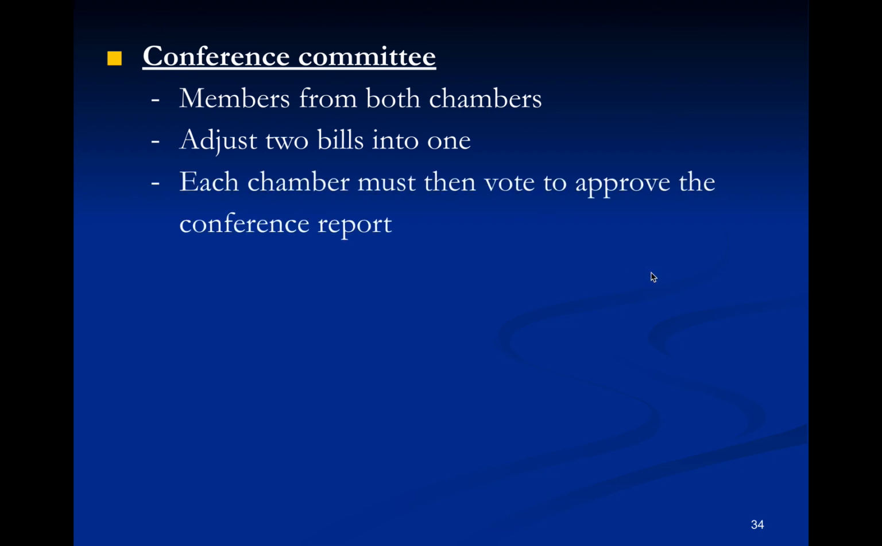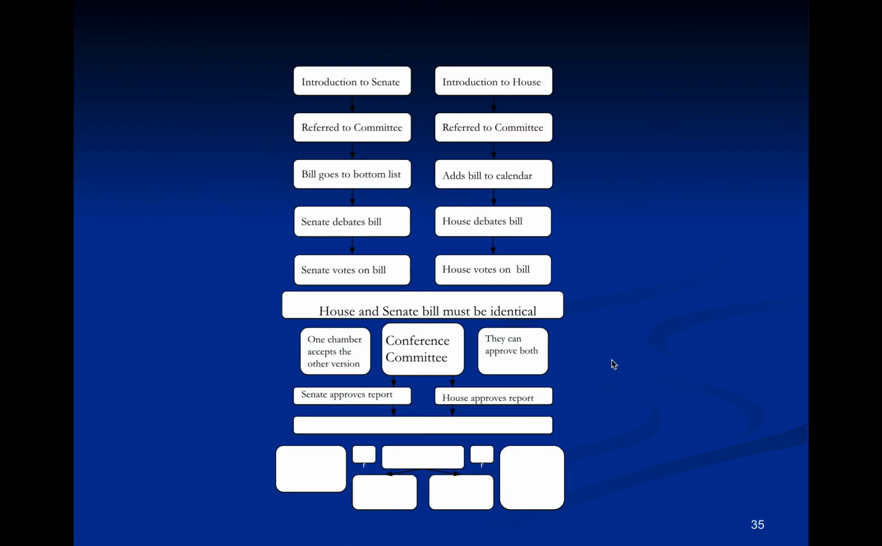Now, after the conference committee is done, they write a report on all the things that they either changed, omitted, or added to the final bill, and that report has to be approved by both the House and the Senate. So if we go back to your worksheet, you'll notice some arrows coming out of your conference committee box. That is because the Senate would have to vote to approve the conference committee's report, and the House would have to do that as well.